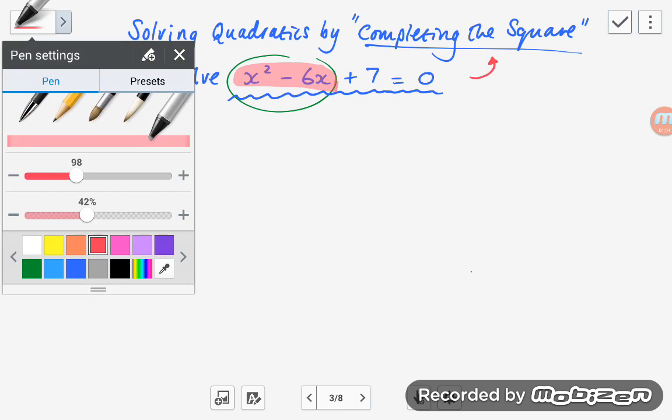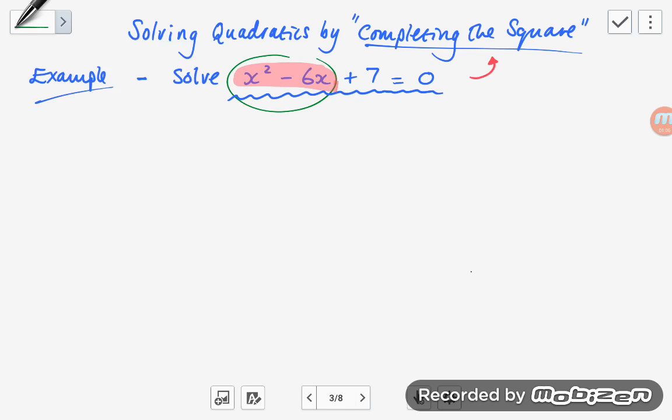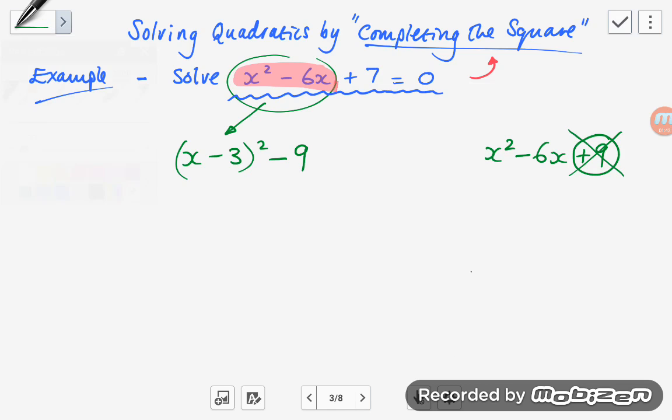Now, we have to use some common sense here. We already know that if we turn that into a single quadratic bracket, we would actually get x squared minus 6x plus 9. So the only bit that we don't want is the plus 9. So we use our common sense, and we need to cancel that plus 9. We can cancel that by introducing a minus 9 there, and that will allow us to cancel that plus 9.